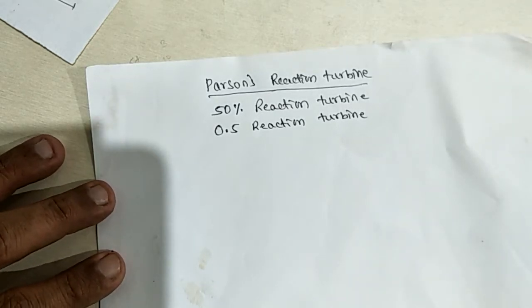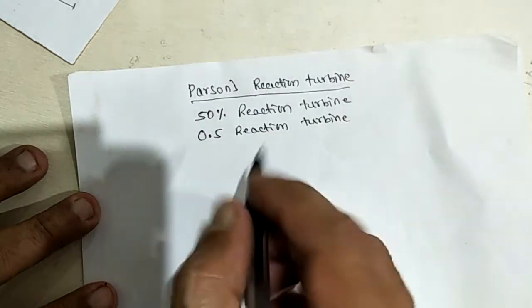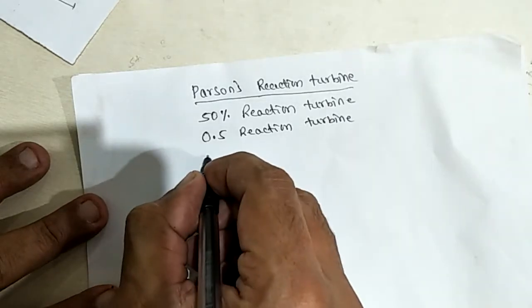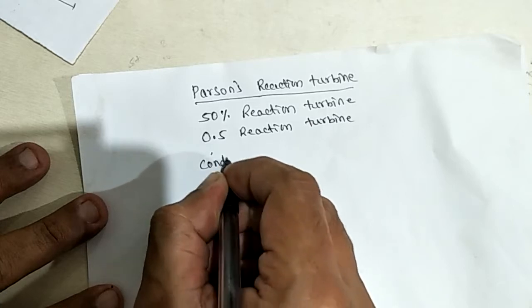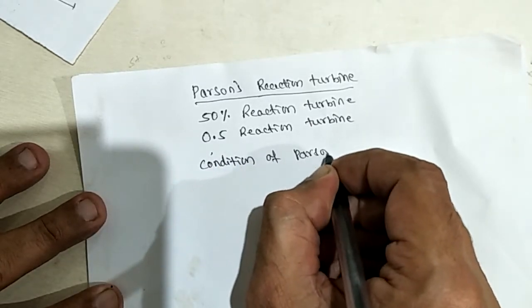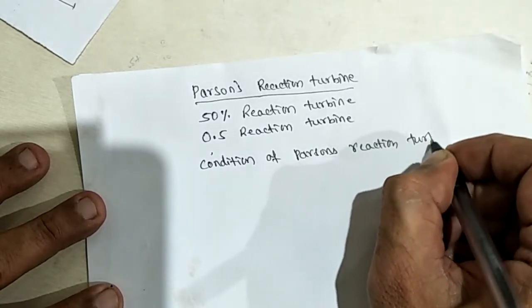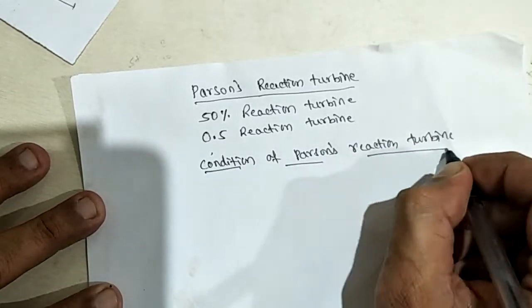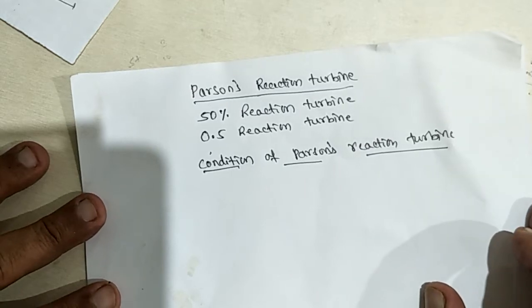For the Parsons reaction turbine, some conditions are directly imposed. So the very first thing: we'll write the conditions of the Parsons reaction turbine. It has five different conditions.